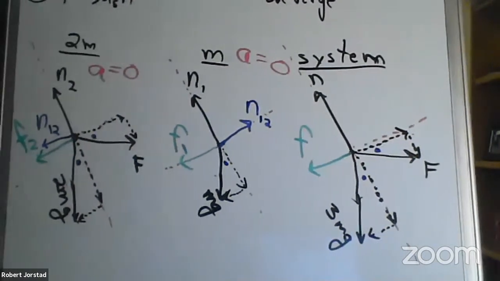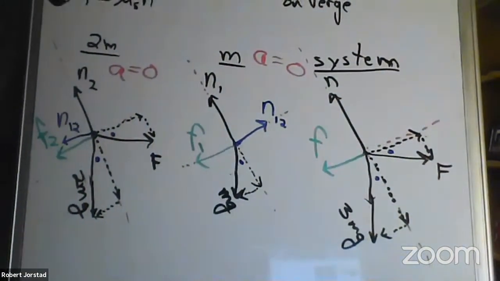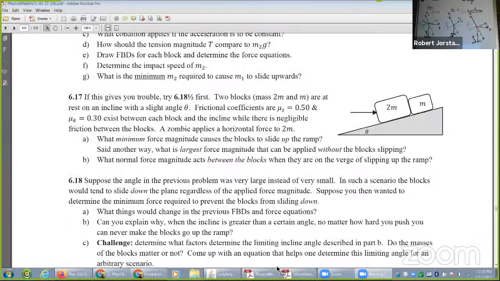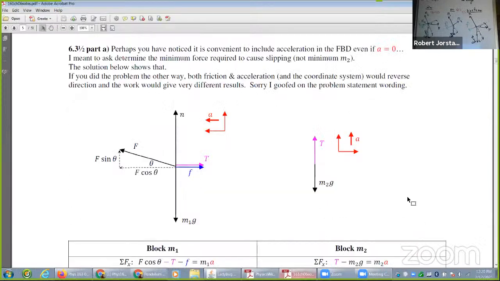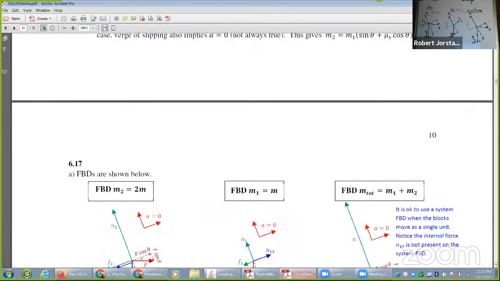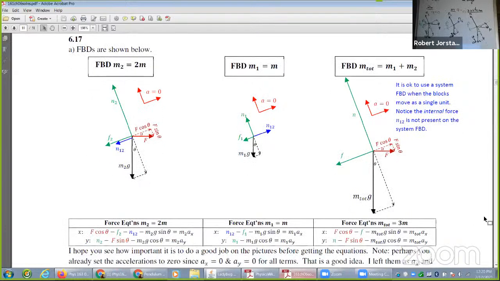All right, and let me go in here. Let's take a look and see. Which problem was this? 6.17. Now, if you had trouble with that, come on now. Okay, there we go. Let's go to the solutions. There it is. So you can see this looks pretty similar to what we found there. I've got the equations. Notice the internal force was not present on there. These ones are actually drawn somewhat to scale, so that kind of gives you a feel for that.